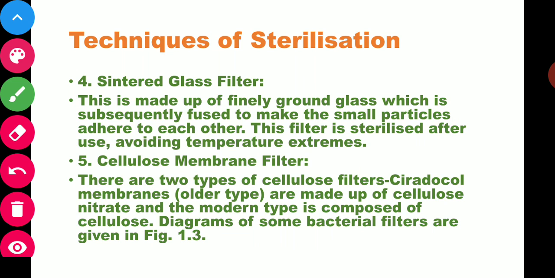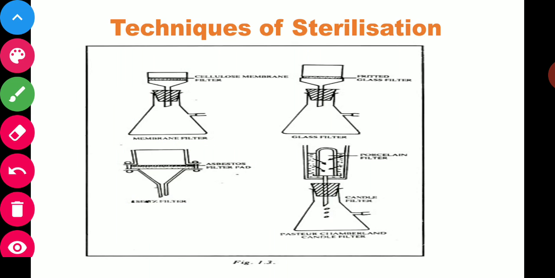There are two types of cellulose filters, that is, Sartorius membranes, the older type made up of cellulose nitrate, and the modern type composed of cellulose. These are the different types of filters used for enzymes, vitamins and some amino acids which are heat labile, and some growth hormones like indole acetic acid are also sterilized by filtration or some coarse filters. In the figure we can see the different types of filters.